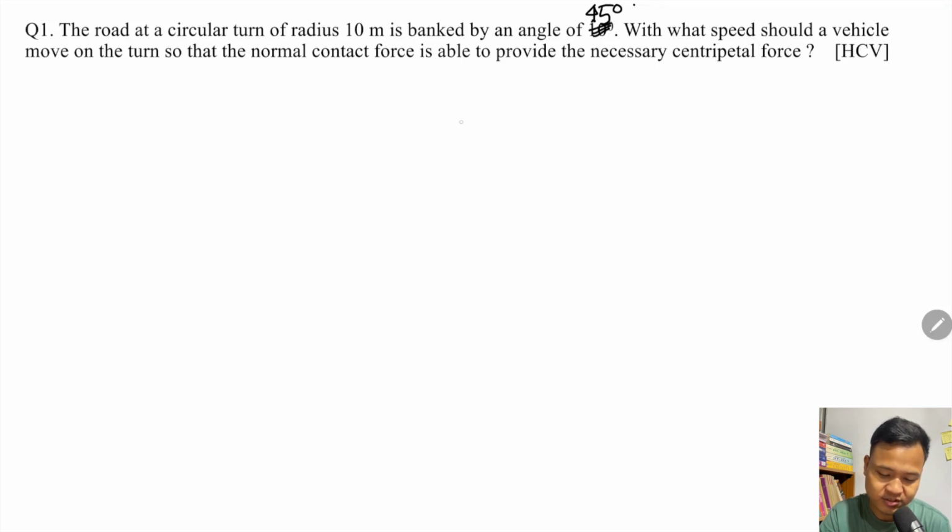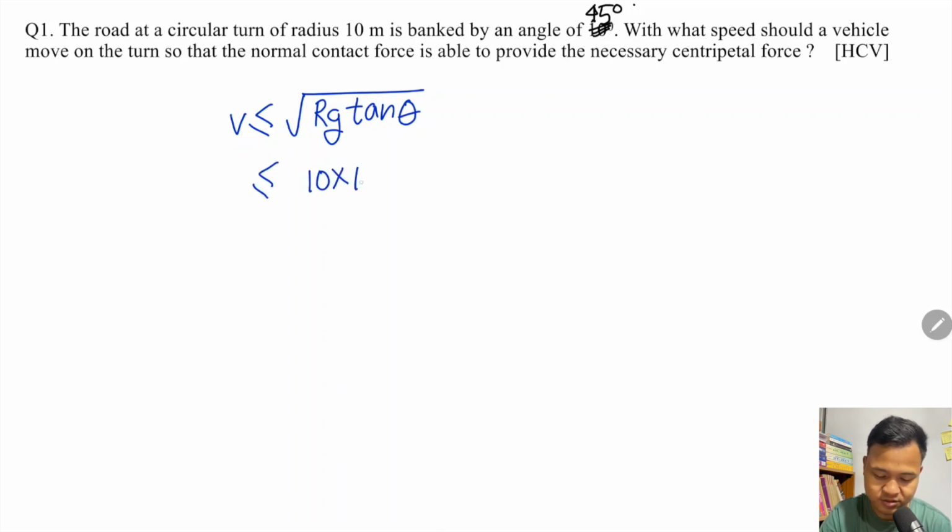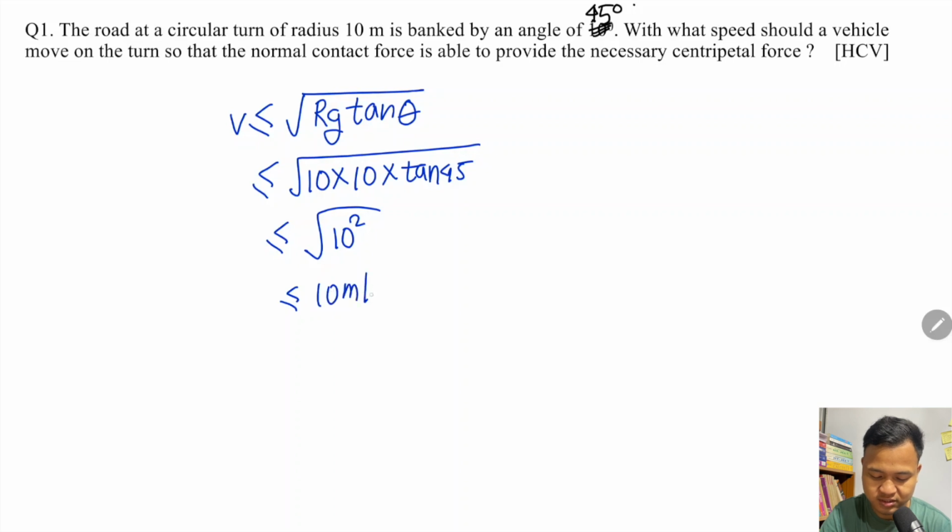Here there is no friction on the banked road, so we use the formula: v should be less than or equal to root over rz into tan theta. Here r is 10 and z is 10, with tan 45 equal to 1. So 10 into 10 into 1, which is 10 squared, so the maximum speed is 10 meter per second.